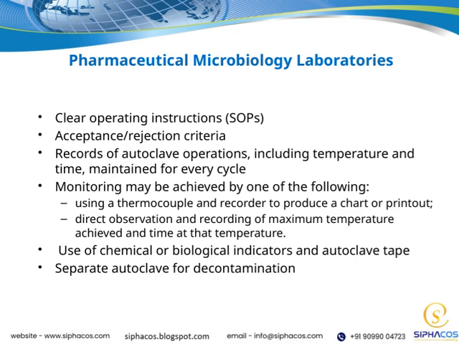Monitoring how well the autoclave performs can be done in a couple of ways. One method is using a thermocouple and recorder to produce a chart or printout, giving us a visual confirmation of the cycle parameters. Alternatively, direct observation can be used to record the maximum temperature achieved and how long it was maintained. In addition, chemical or biological indicators, as well as autoclave tape, serve as important tools to verify sterilization effectiveness.